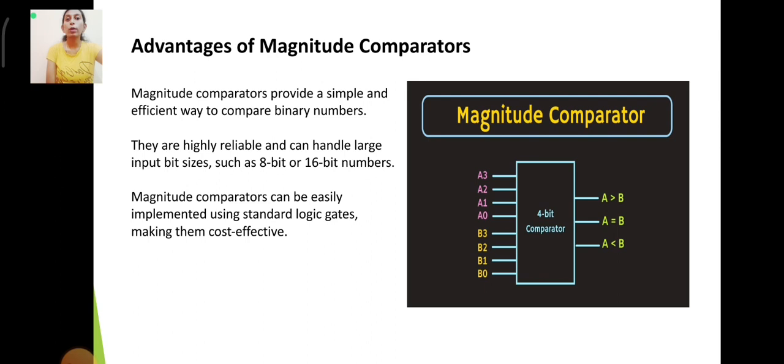Advantages of magnitude comparators. Magnitude comparators provide a simple and efficient way to compare binary numbers. They are highly reliable and can handle large input bit sizes such as 8-bit or 16-bit numbers. Magnitude comparators can be easily implemented using standard logic gates, making them cost effective.